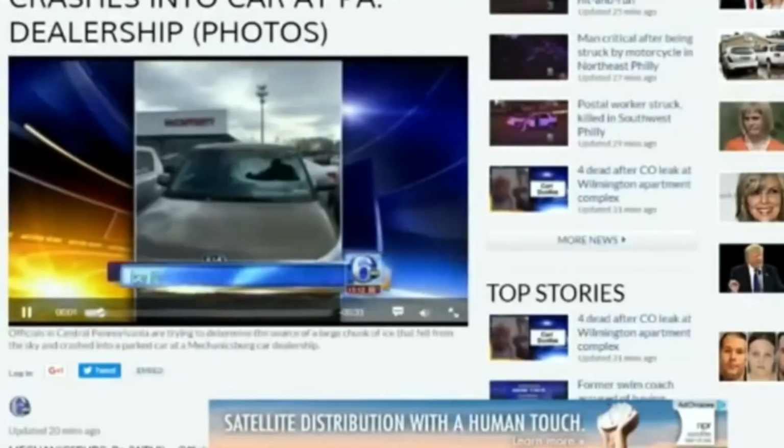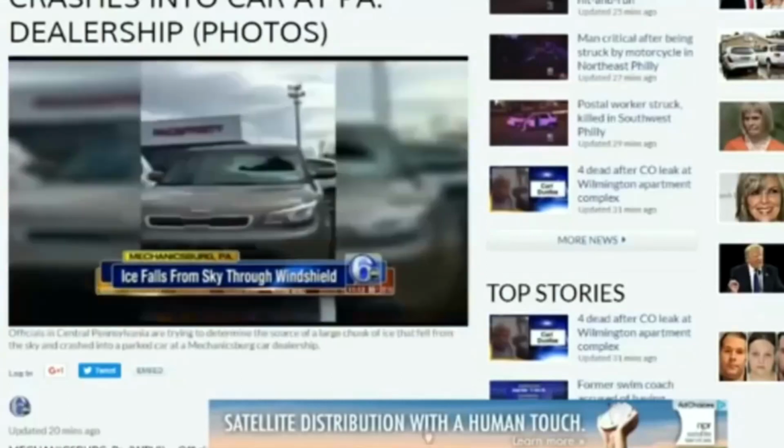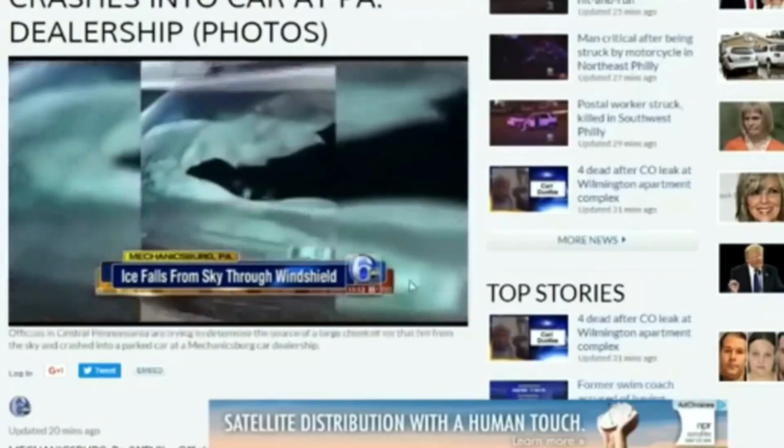Above in Brooklyn, chunks of ice falling from the sky on an 80-degree day. The big question, where did it come from? Well, this car was going 0 miles an hour when it got into an accident. A chunk of ice fell from out of the blue and crashed through its windshield while it was parked at a central Pennsylvania car dealership.